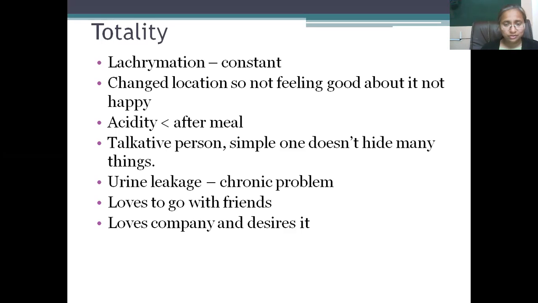She loves to go with friends. She loves her community, loves the company, and also desires it. She's not a lonely one. She feels lonely but desires company.